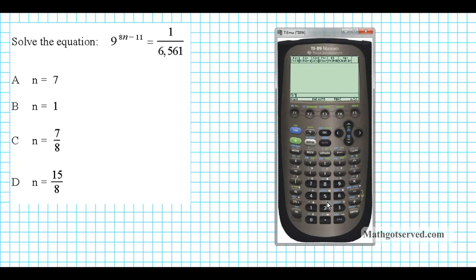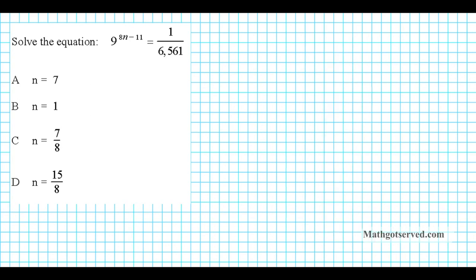So 9 to the first power we know is 9. We know that 9 to the second power is 81. 9 to the third power is 729. And let's see, 9 to the fourth power, 6,561. That's exactly what we want. So we're going to make a substitution here.